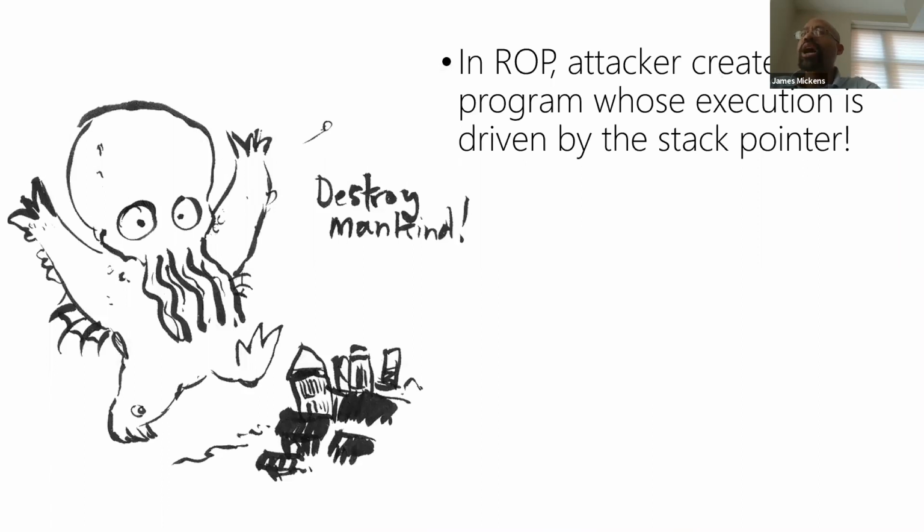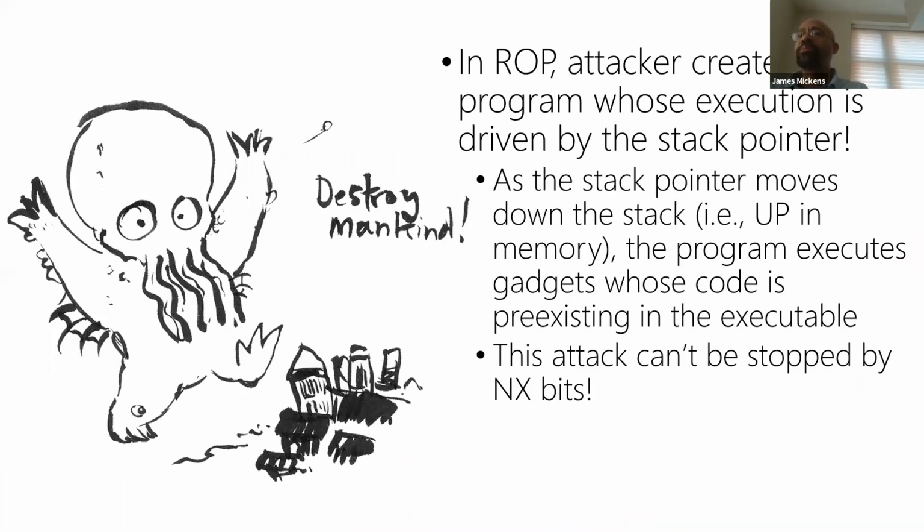So what have we shown? In a ROP attack, we've shown that the attacker creates a program whose execution is driven by the stack pointer. As the stack pointer moves down the stack, which actually corresponds to upwards in memory, because remember the stack grows down in memory and shrinks upwards, the program executes gadgets whose code is pre-existing in the executable. And this attack can't be stopped by no execute bits. Why is that? Because we're not injecting any new code, right? The genius of the ROP attack is that we're just taking these tiny snippets from pre-existing places in the program to create this sort of arbitrary malicious behavior.